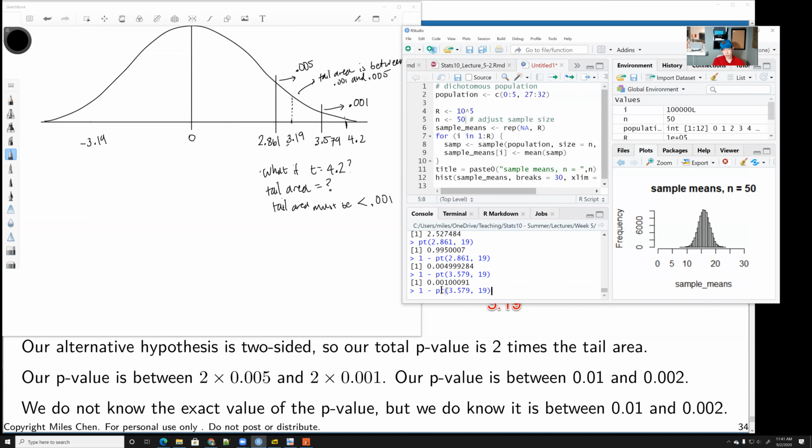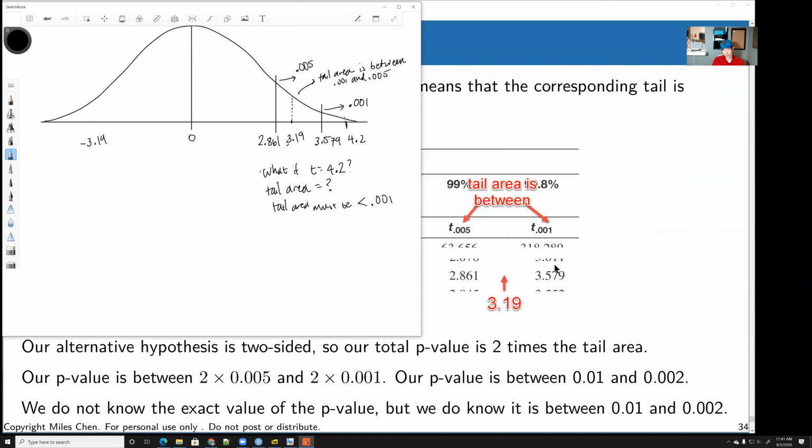If I do 3.19, which is our t value, 1 minus pt of 3.19, I'm going to get something in between 0.001 and 0.005. The exact value is 0.0024. And if I type in pt of 4.2, I get some value less than 0.001, specifically 0.0002. So you can do all of this in R, but you don't need R. You can use the table and answer the questions.